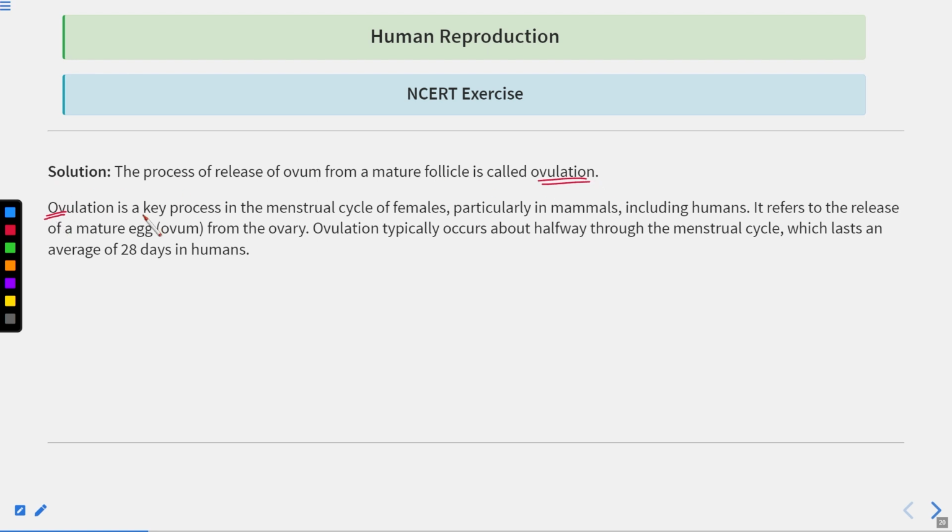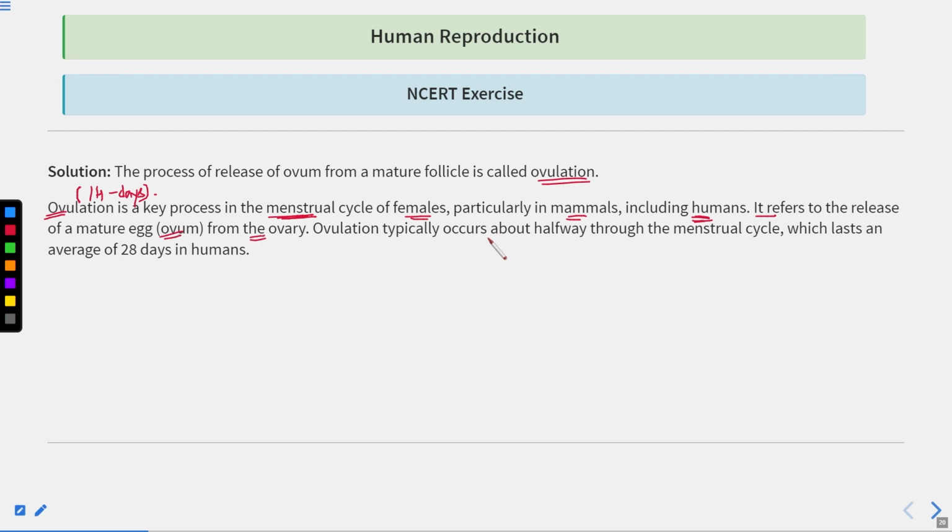Now what is ovulation? Ovulation is a key process in the menstrual cycle of the female. It is one of the stages of the menstrual cycle. Ovulation takes place in the middle of the menstrual cycle at around 14 days. Clear? Particularly in mammals, including humans. So in female humans, the menstrual cycle takes place. Ovulation refers to the release of the mature egg, the ovum. What is ovulation? Release of the ovum from the ovary.